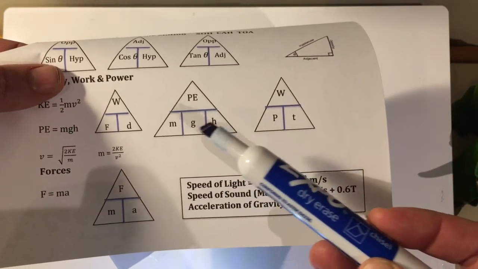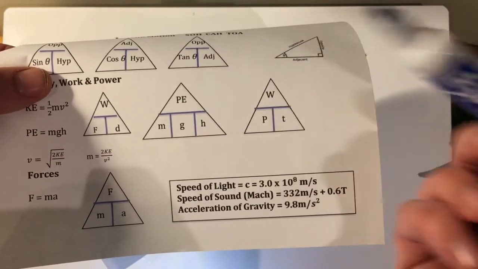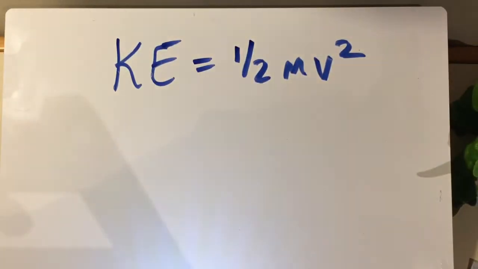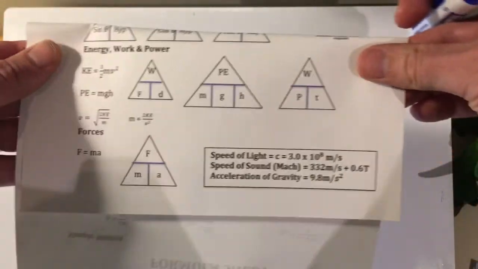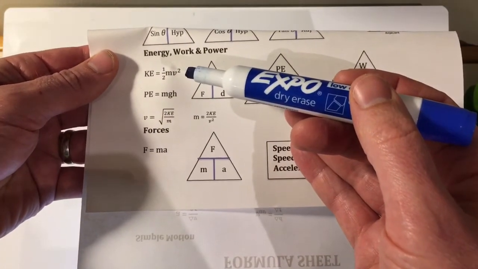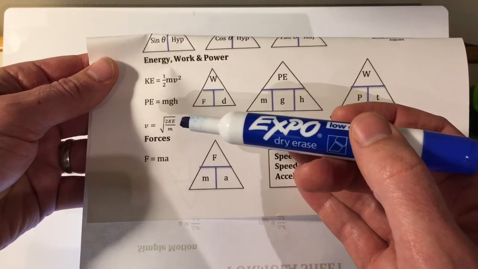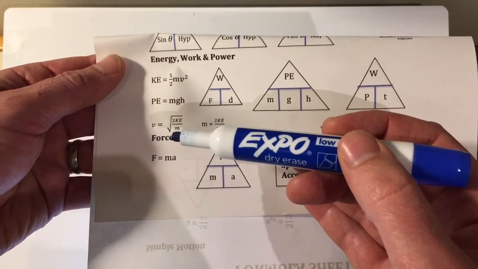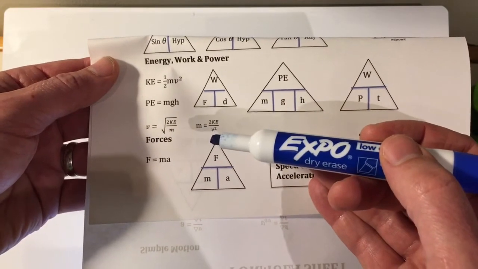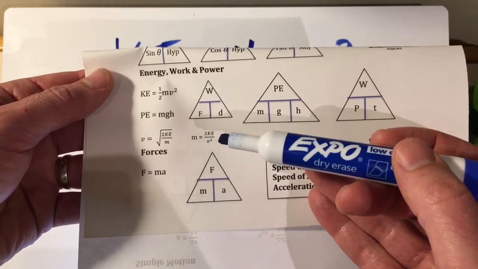If they're beside each other in the triangle, you multiply them. If they are on top of each other, you divide them. Okay, so going back to kinetic energy, this one's a little tougher to rearrange, but the rearrangements of these formulas are written right here. So kinetic energy, there's the original formula. You can rearrange that formula to isolate v, that's the square root of 2 KE over m, or you can rearrange the formula to find m, and that's 2 KE over v squared.